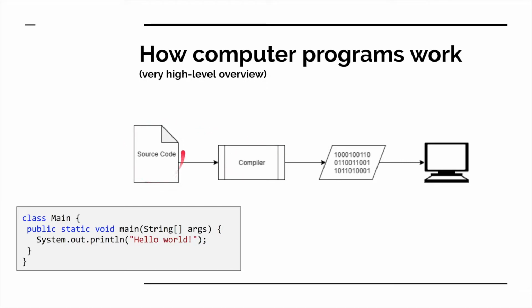So we're going to write source code. We're going to throw that source code through a compiler, and it's going to compile our code, transform that into a series of ones and zeros, or machine code, and then send that to the computer. That's how the computer is able to execute our code.